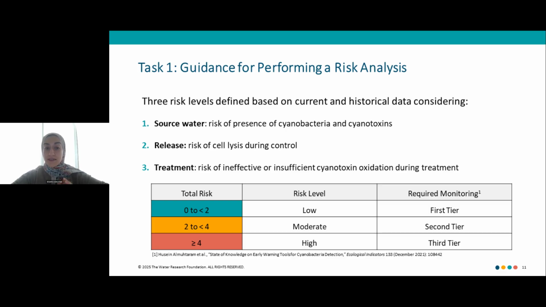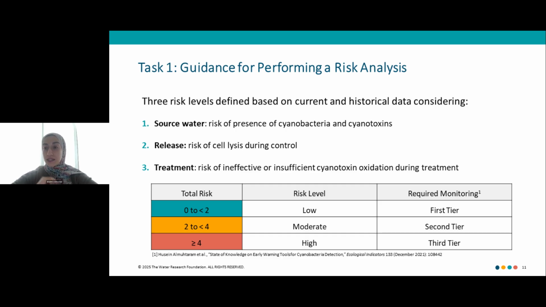of the plant, and that range of the total risk is going to correspond to a certain risk level. So again, low, moderate, and high. Each of these levels is going to correspond to certain actions that you need to take in your response plan, and we're going to talk about these in detail later in task 3.